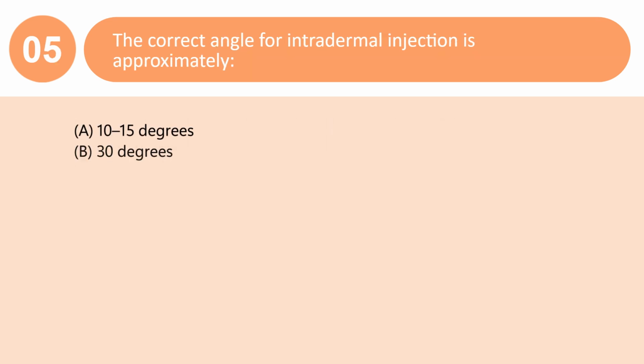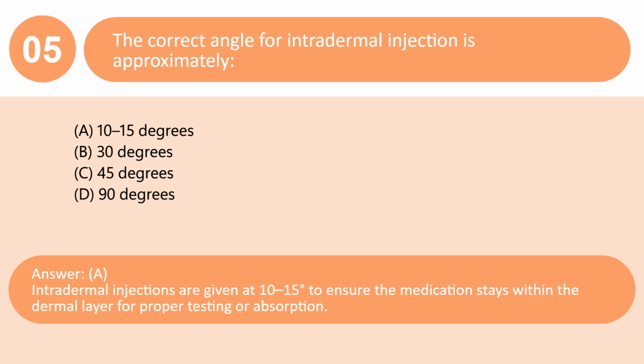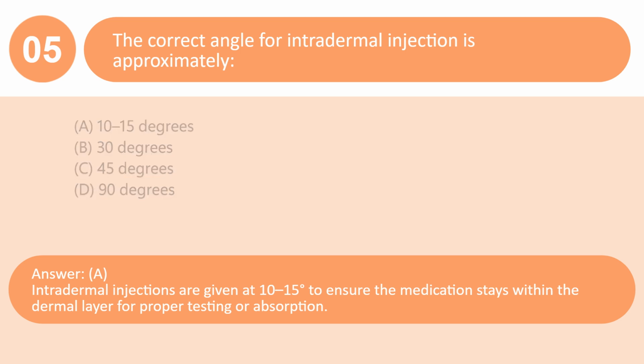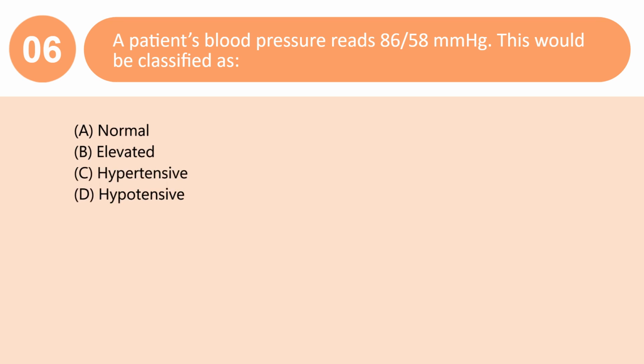The correct angle for intradermal injection is approximately A. 10 to 15 degrees. B. 30 degrees. C. 45 degrees. D. 90 degrees. Answer: A. Intradermal injections are given at 10 to 15 degrees to ensure the medication stays within the dermal layer for proper testing or absorption. A patient's blood pressure reads 86/58 mmHg.